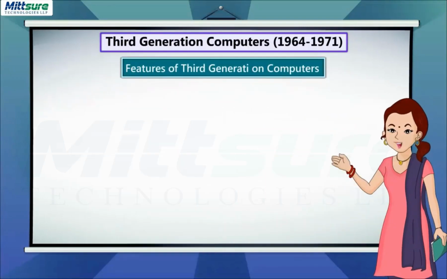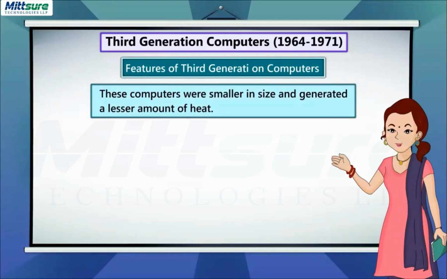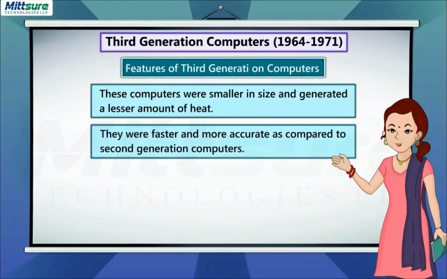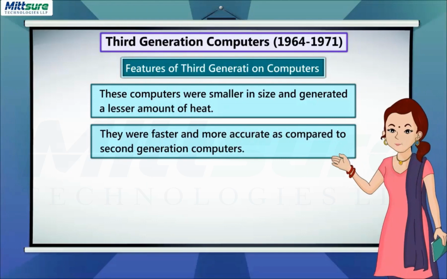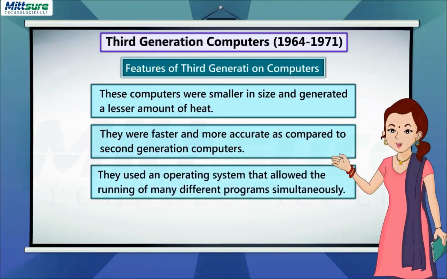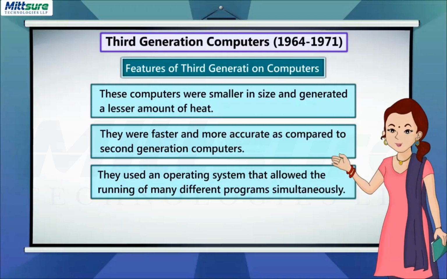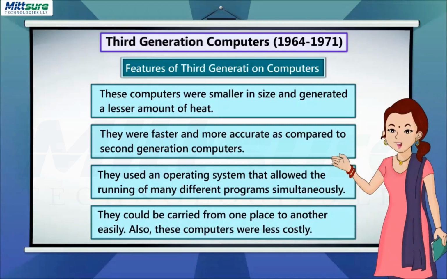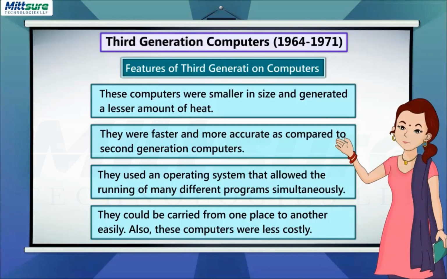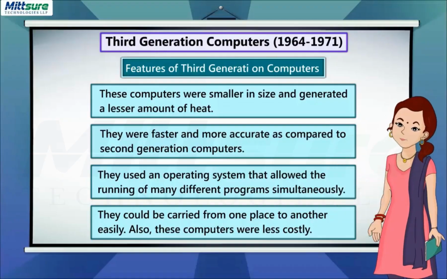Features of third generation computers. These computers were smaller in size and generated a lesser amount of heat. They were faster and more accurate as compared to second generation computers. They used an operating system that allowed the running of many different programs simultaneously. They could be carried from one place to another easily. Also, these computers were less costly.